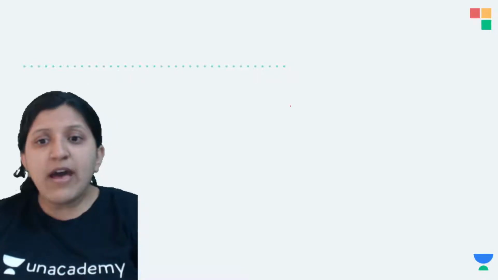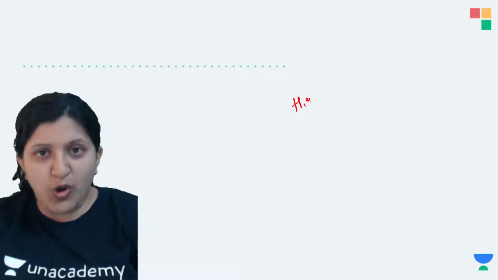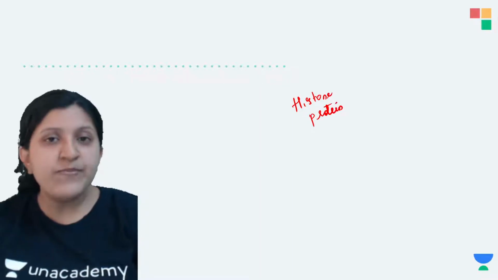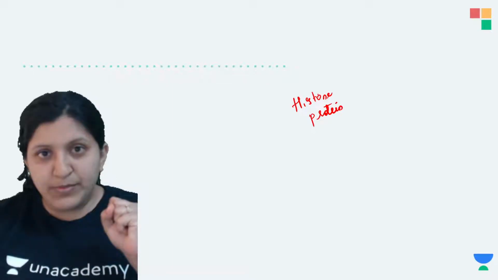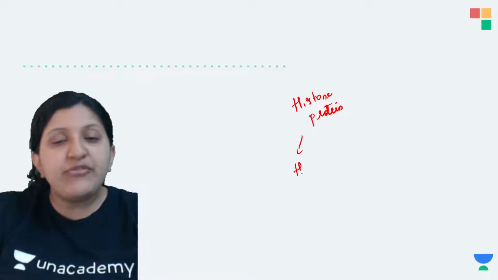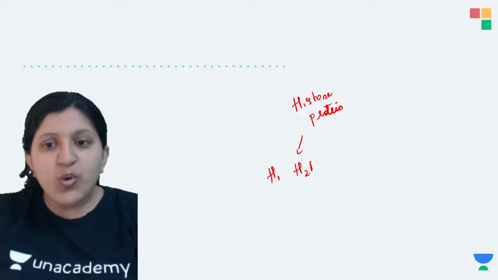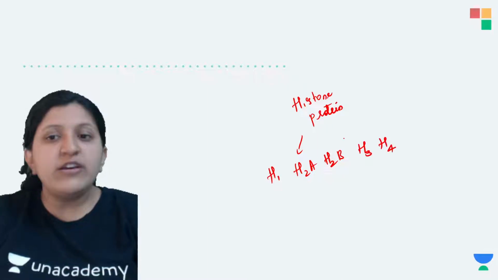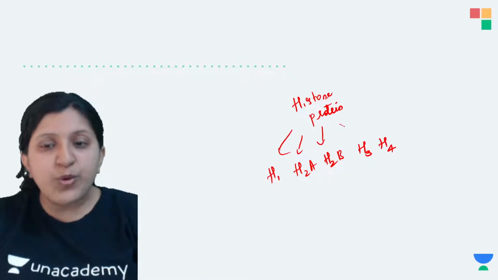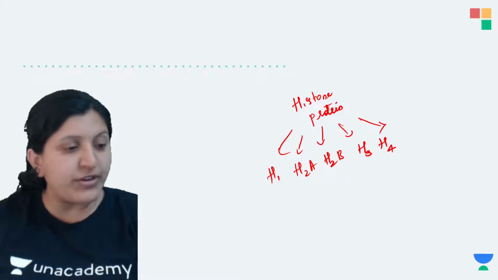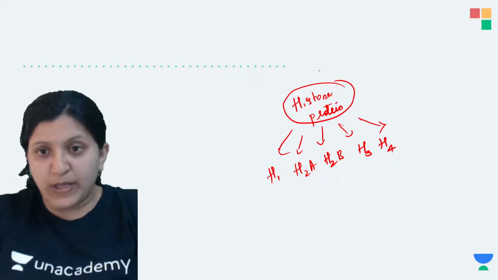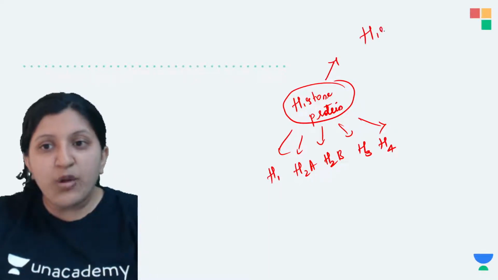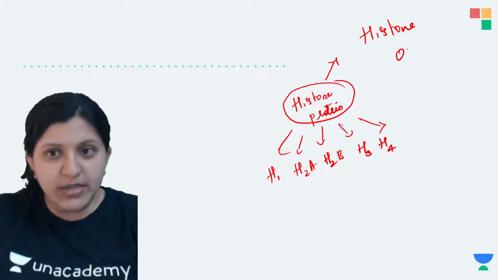Now this bead I'm talking about is a histone protein. Histone protein is not just one type of protein; mainly you can find 5 types. One is H1, then H2A, H2B, then H3 and H4. These are the 5 different types of histone protein that you find in the case of DNA. The histone proteins form an octamer, so there is a formation of a histone octamer that you can see.